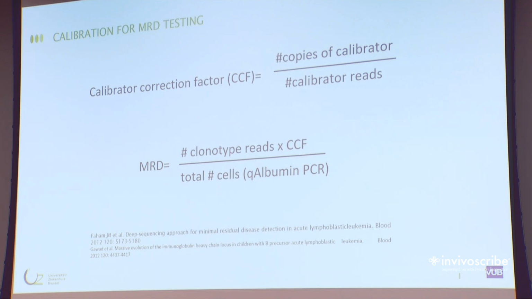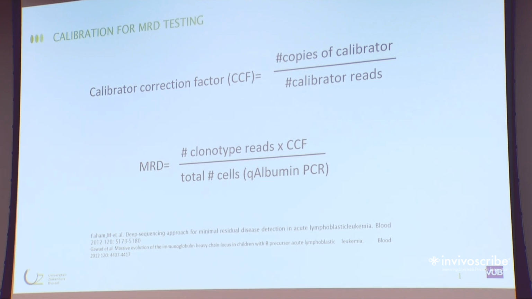The MRD is the number of the leukemic reads that come out. You have to multiply that with this correction factor, and then you divide that by the total number of cells you have put in your PCR. The total number of cells you can calculate from your concentration measurements, but it's more correct to use an albumin PCR, which we also use for ASO-PCR. That really gives you the actual number of cells that you can amplify.